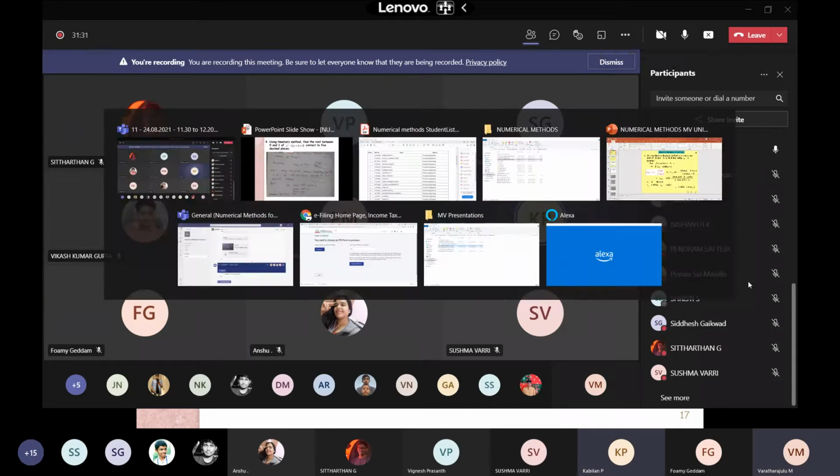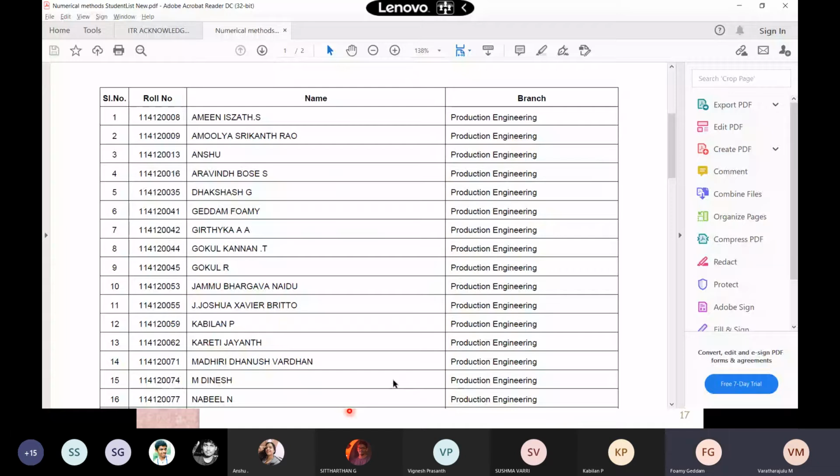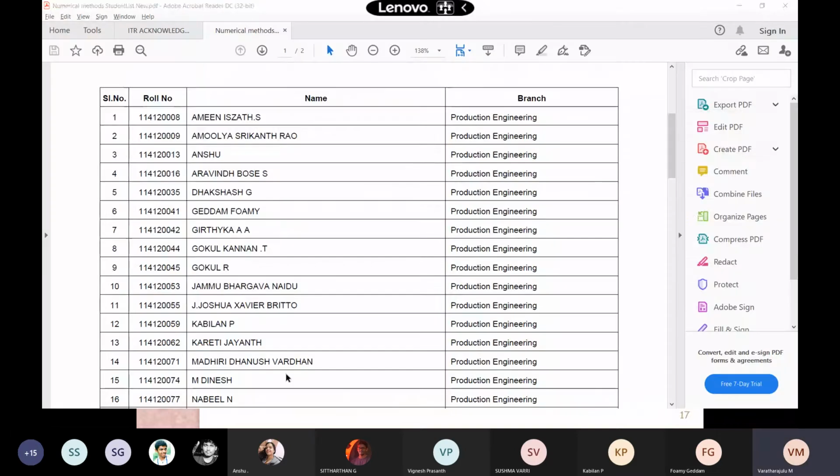Okay, fine. Kabilan. Sanjay couldn't attend, sir, because he is in the hospital, it seems. He is not feeling well and went to the hospital, sir. Okay, fine.